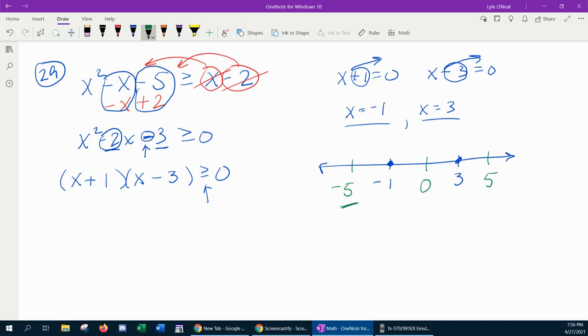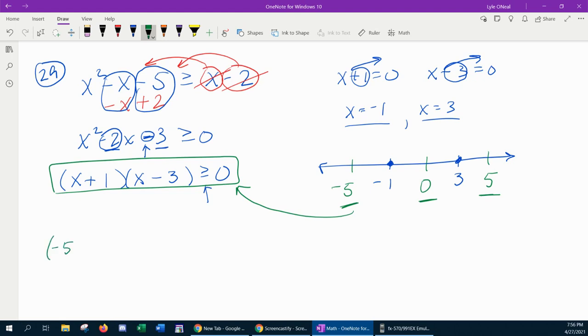At this point, I've got my 3 test points, and I'm going to plug them into the factored version of the inequality because it's easier to check there. So starting with negative 5, we're going to replace every x with negative 5. And then what I want to know, does that work out to be greater than or equal to 0? Well, negative 5 plus 1 is negative 4. Negative 5 minus 3 is negative 8.